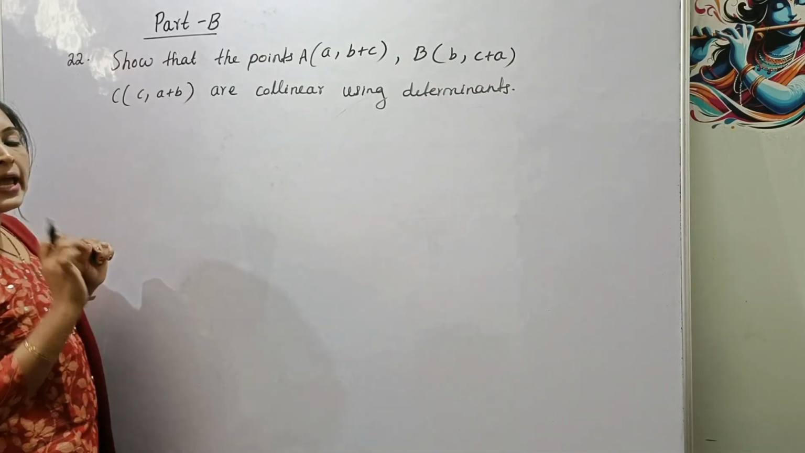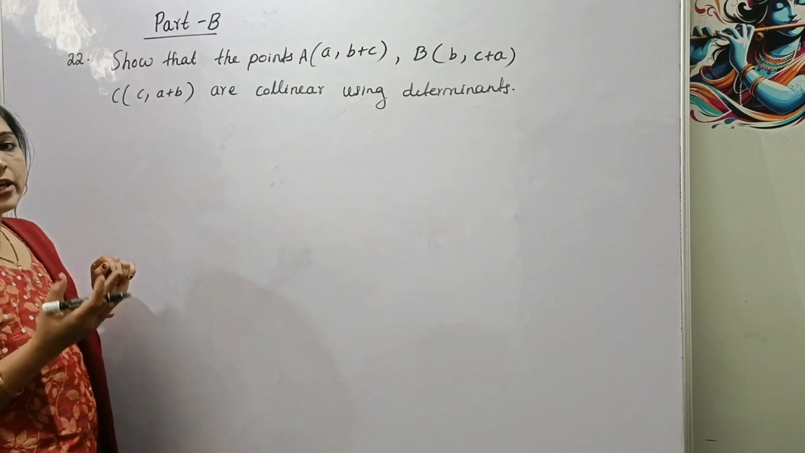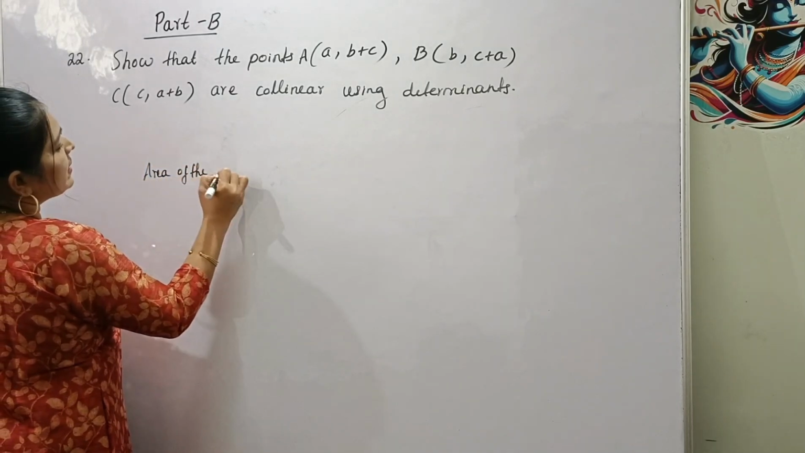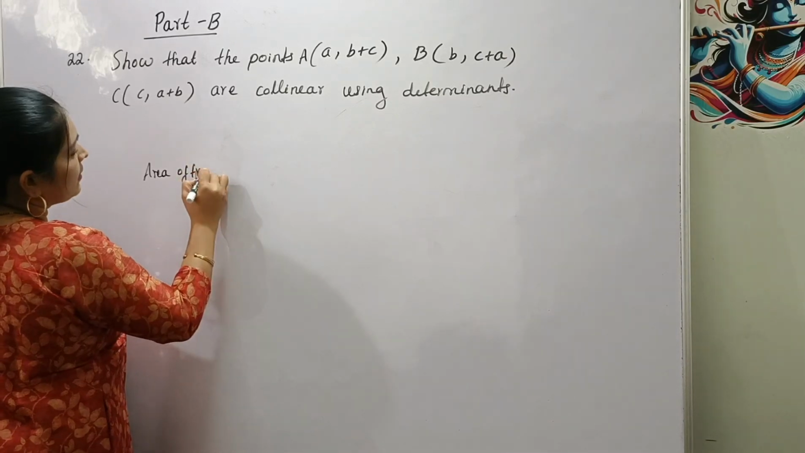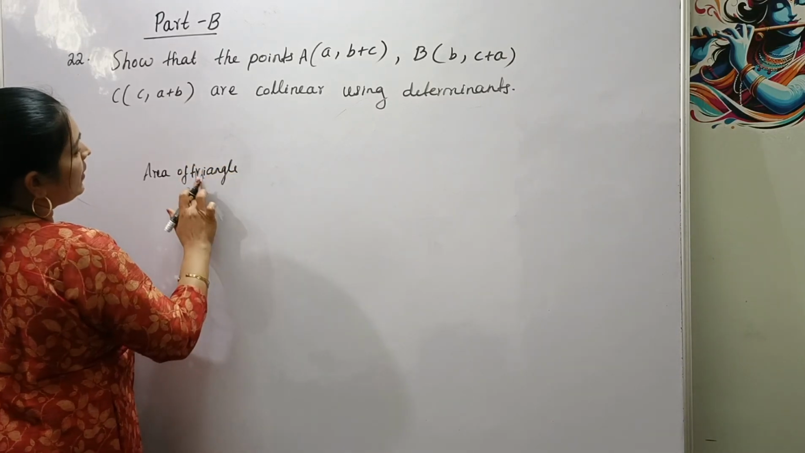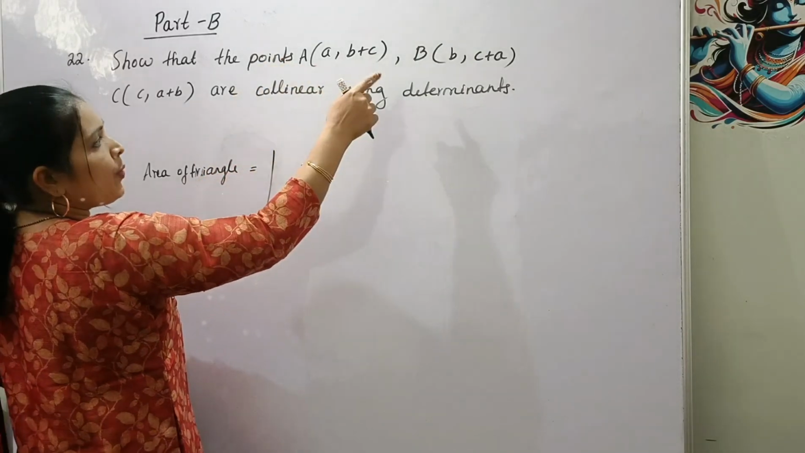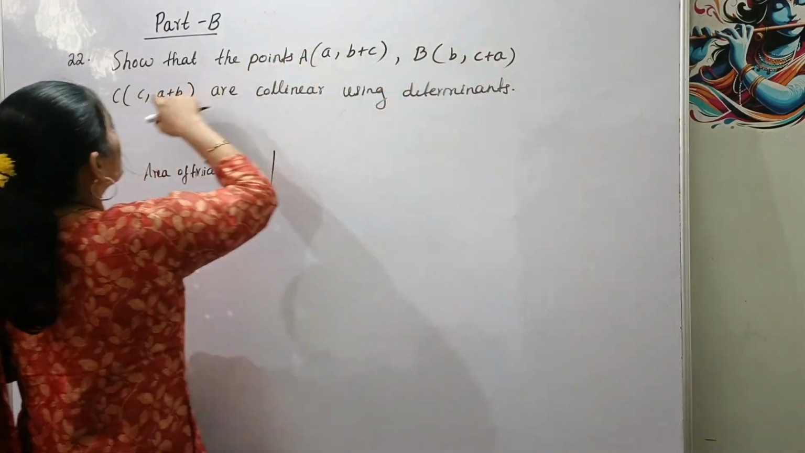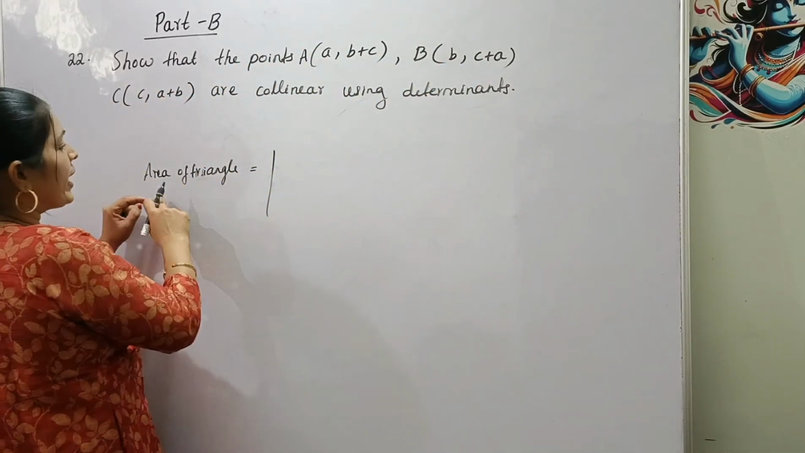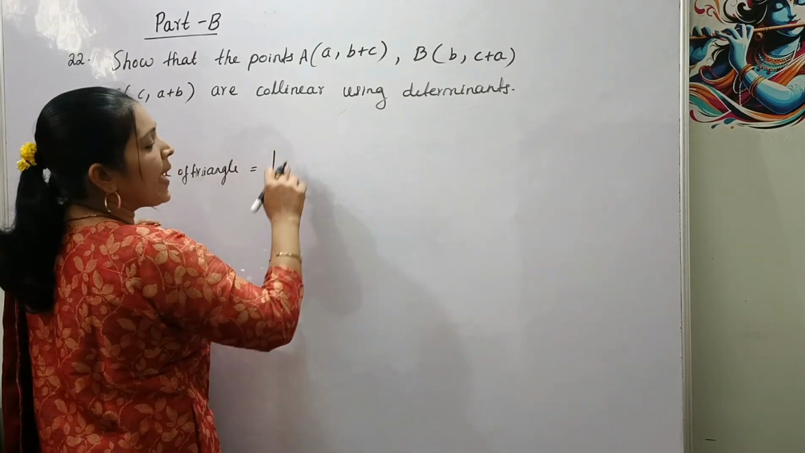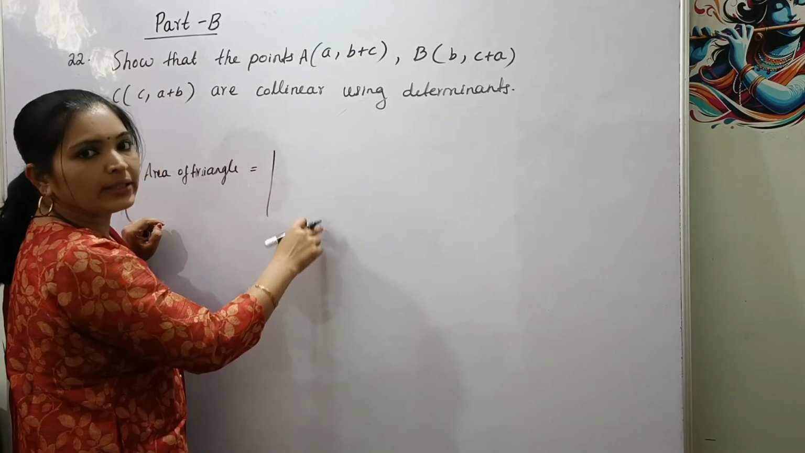Okay, for that area of the triangle. What is the area of the triangle? Area of triangle. Area of the triangle is equal to determinant. See, these 3 points x1, y1, x2, y2, x3, y3. Right? So, area of the triangle is equal to determinant x1, y1, 1, x2, y2, 1, x3, y3, 1.